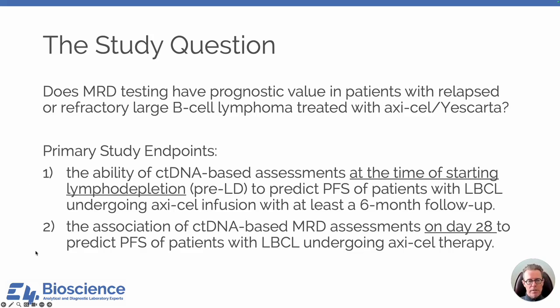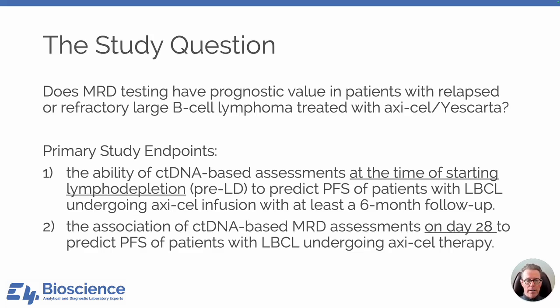The first, and I'm just going to read these verbatim from the paper because these are very, very important. First is the ability of ctDNA-based assessments at the time of starting lymphodepletion to predict progression-free survival of patients with large B-cell lymphoma undergoing CAR T therapy with at least a 6-month follow-up. So there's got to be 6 months of data before we can make any prognostic assessments.